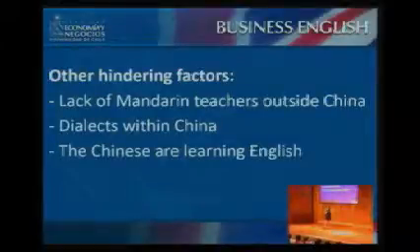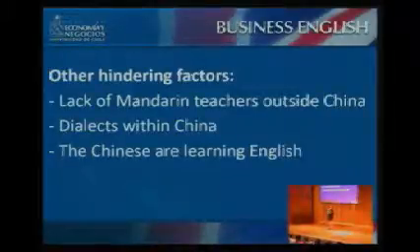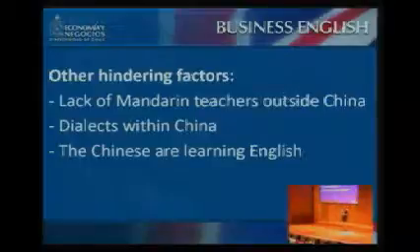Also, there's this one little detail. The Chinese are learning English. So yes, Mandarin could be the future language, but if the Chinese are already learning English, then that's kind of helpful, right?